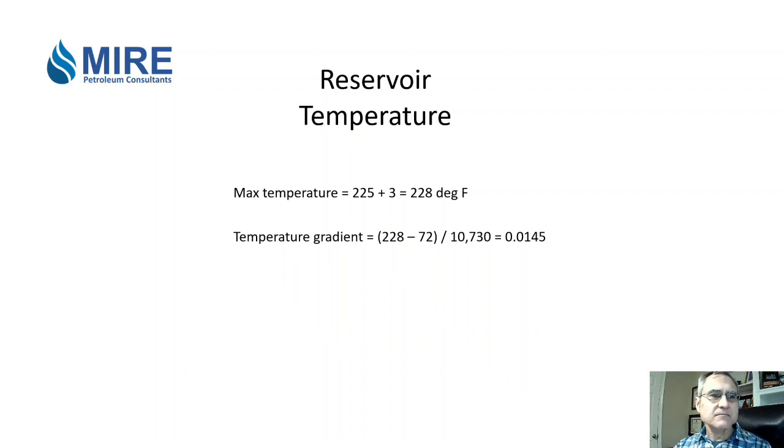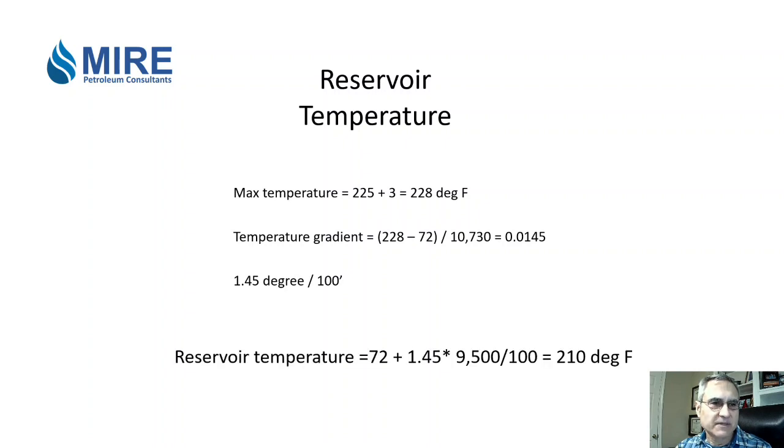So we can calculate a gradient of the 228 maximum temperature minus the surface temperature, ambient conditions of 72, and we get a temperature gradient of 0.0145 degrees per foot. But we like to quote temperature gradients in an area in degrees per 100 feet. So it's 1.45 degrees per 100 feet. All right, so if we know the ambient temperature is 72 plus the gradient times the depth of 9,500 feet, we can estimate that our reservoir temperature is 210 degrees.